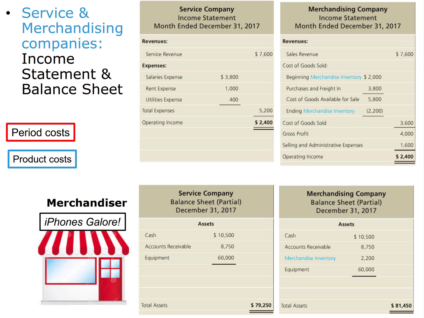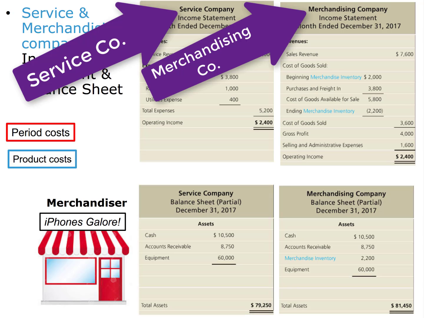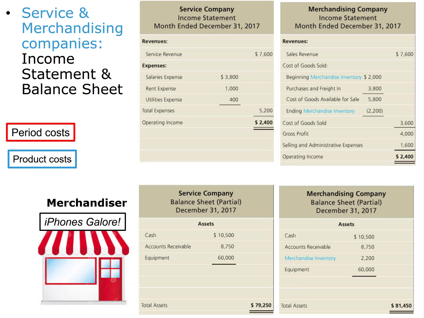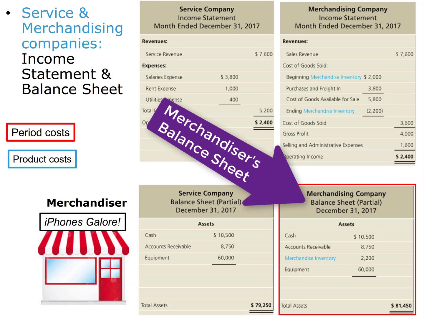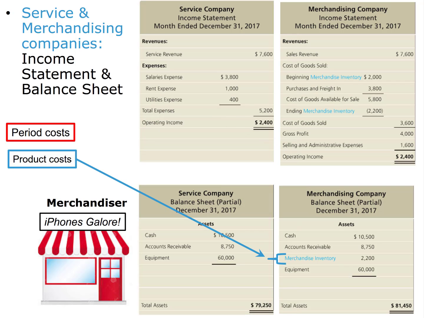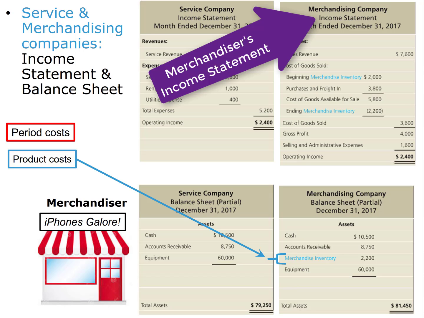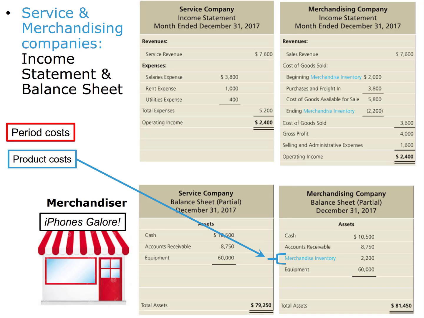So once again, let's look at the financial statements of a service company and a merchandising company. And this time we're going to try to identify which expenses are period costs and which are product costs. Looking at the merchandiser's balance sheet in the lower right corner, can you find the product costs? Any cost that was associated with the merchandise that they purchased, such as the cost of the merchandise and any shipping costs, would be part of the cost of inventory. These are product costs. Now look at the merchandiser's income statement in the upper right corner of the screen. Do you see any product costs?